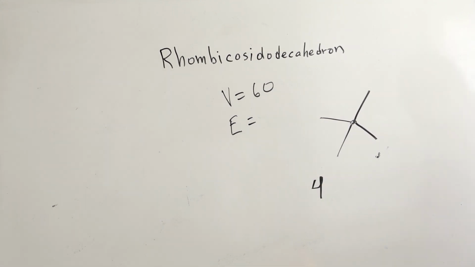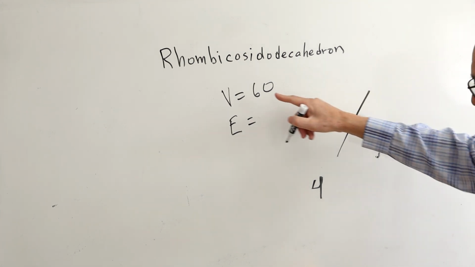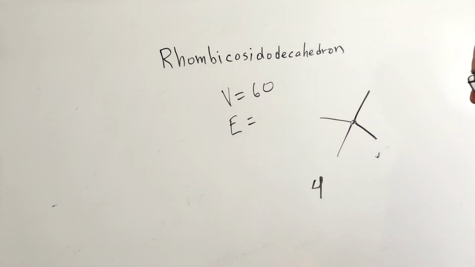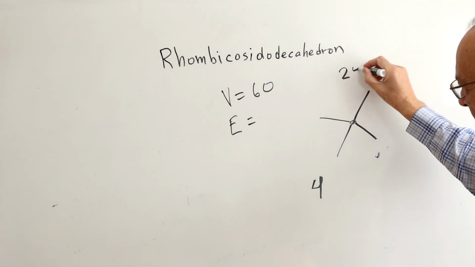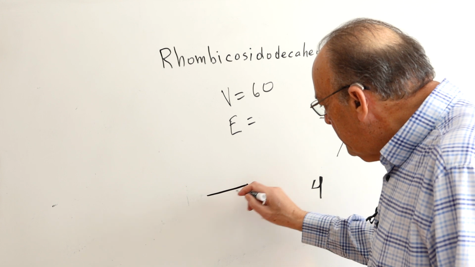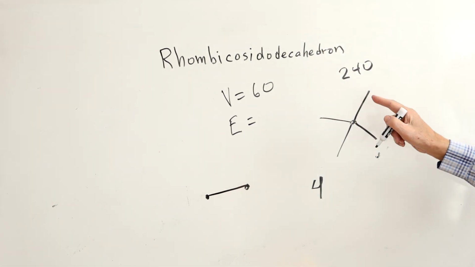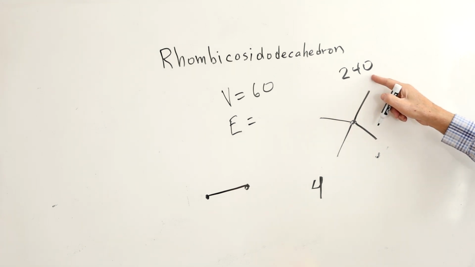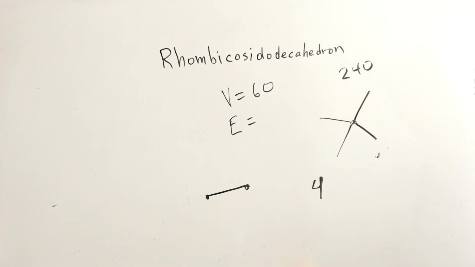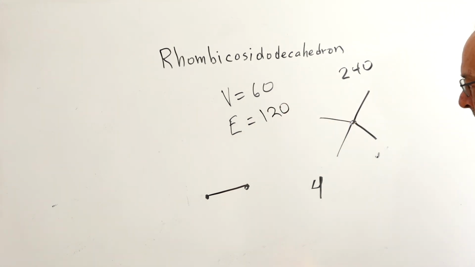And we know there's 60 vertices, right? So the degree of all the vertices would be 60 times 4, 240. Now, each edge has 2 vertices. So just look at an edge. It's got a vertex on one side, a vertex on the other. So that means if the edges altogether have to have 240 vertices, each one has to have 2. So 2 goes into 240, 120. So this has 120 edges.